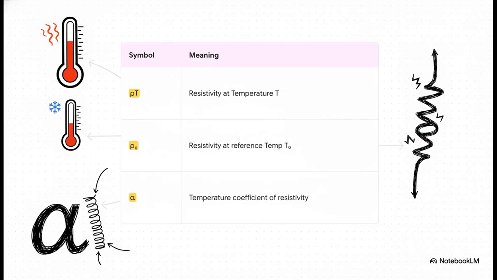Here's the breakdown. ρ(T) is the resistivity at whatever temperature we're interested in. ρ0 is our starting point, the known resistivity at a reference temperature T0. But the real star of the show here is alpha.